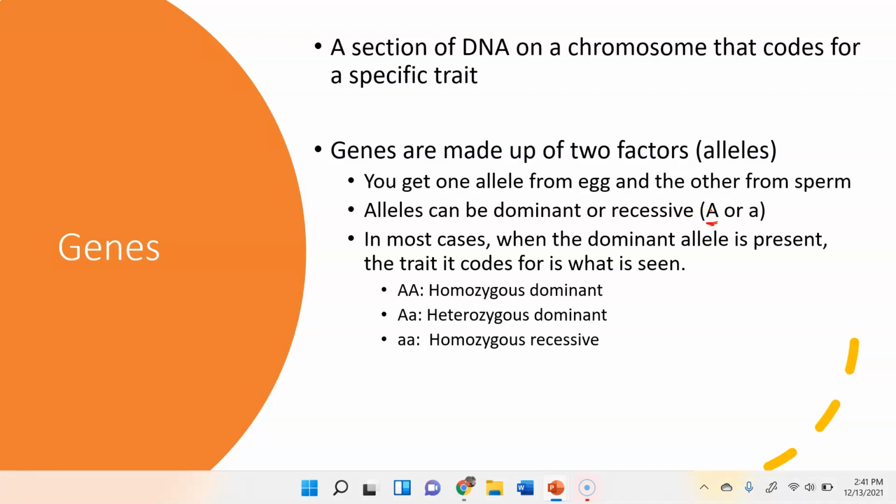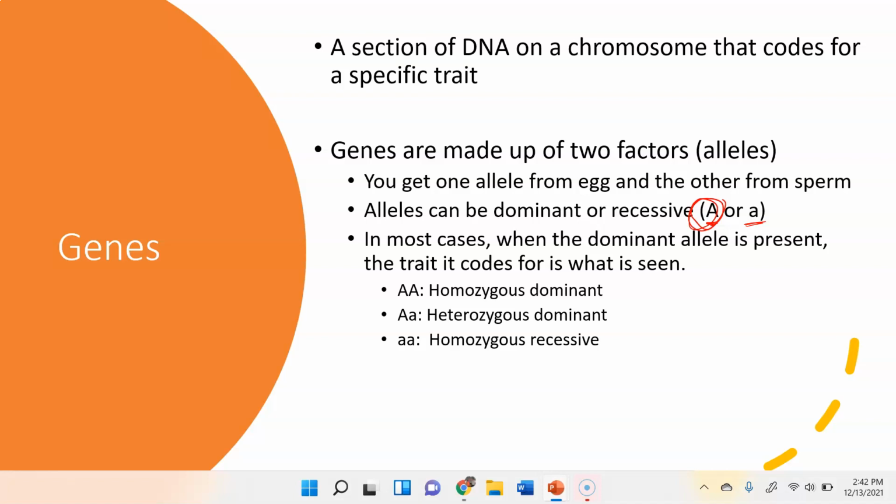Typically a dominant allele is represented by a capital letter, in this case an A, and a recessive allele would be denoted by a lowercase letter, a little a. In most cases, whenever there is a dominant allele present, the version of the trait that the dominant allele codes for is the one that will be seen, or expressed. We'll talk about some exceptions to this rule, but typically we call this a dominant recessive relationship.